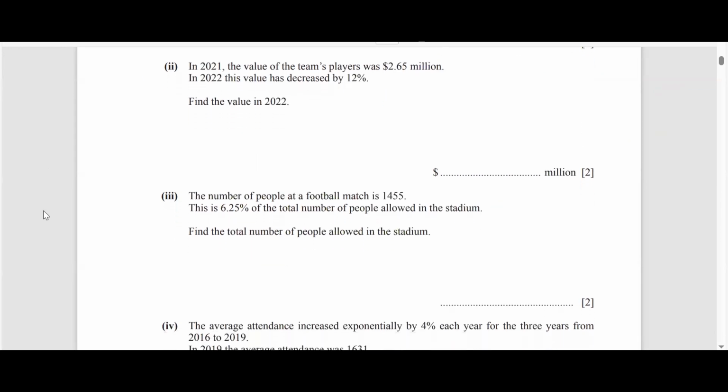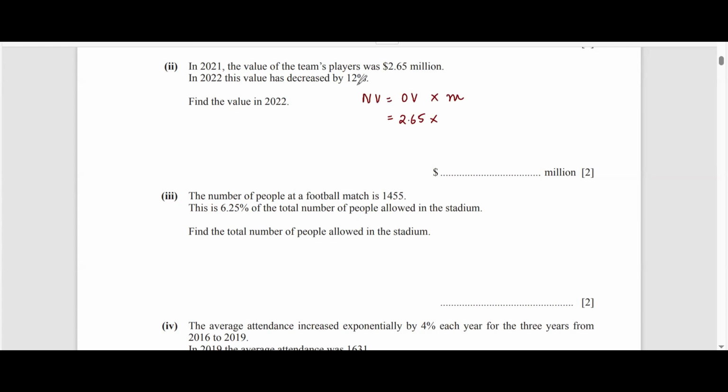Now moving on to the second part here. In 2021, the value of the team's players was 2.65 million. In 2022, this value has decreased by 12%. Find the value in 2022. So this is old value, new value, multiplier, connecting that formula. We know the formula: new value is equal to old value, or original value, times the multiplier. So we need to find the value in 2022. That means new value is what we need to find out. We know the value in 2021, that is the original value, 2.65 million. Multiplier, you need to understand that multiplier will always be represented in decimal. How can we find out the multiplier?